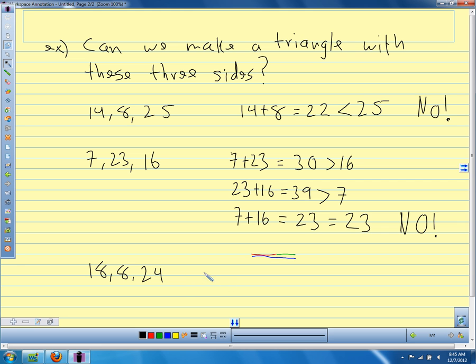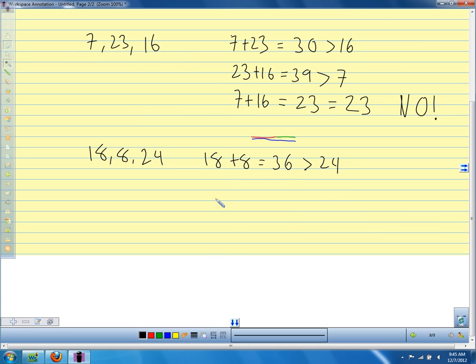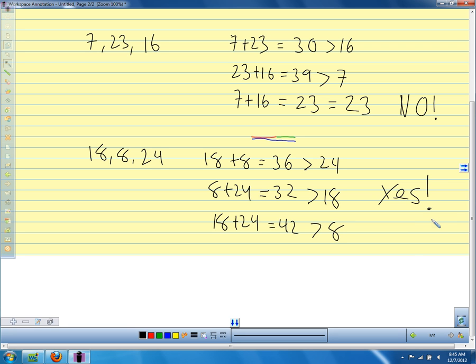So let's look at these three sides. 18 plus 8 is 26. That's bigger than 24. So those two sides are okay. 8 plus 24 is 32. And that's bigger than 18. 18 plus 24 is going to be way bigger than 8. 18 plus 24 is 42. And that's bigger than 8. So all three combinations work. So this is going to be a yes.